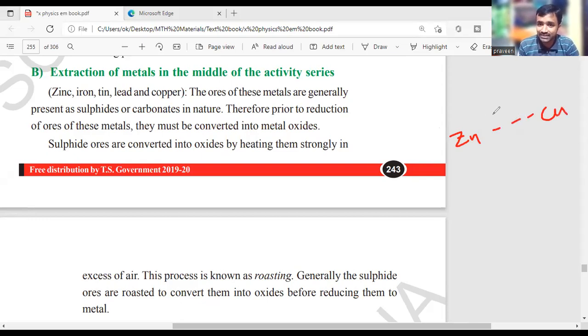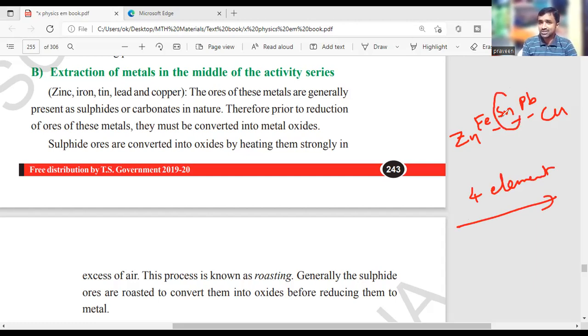In the middle, you have three elements. Actually, two only we will write, iron and lead. One more is added here, tin. These are five elements. If you remembered only four elements, not a problem. The arrow mark symbol is given. If it is possible, remember this tin, stannum. Otherwise, no problem. These four are a must.